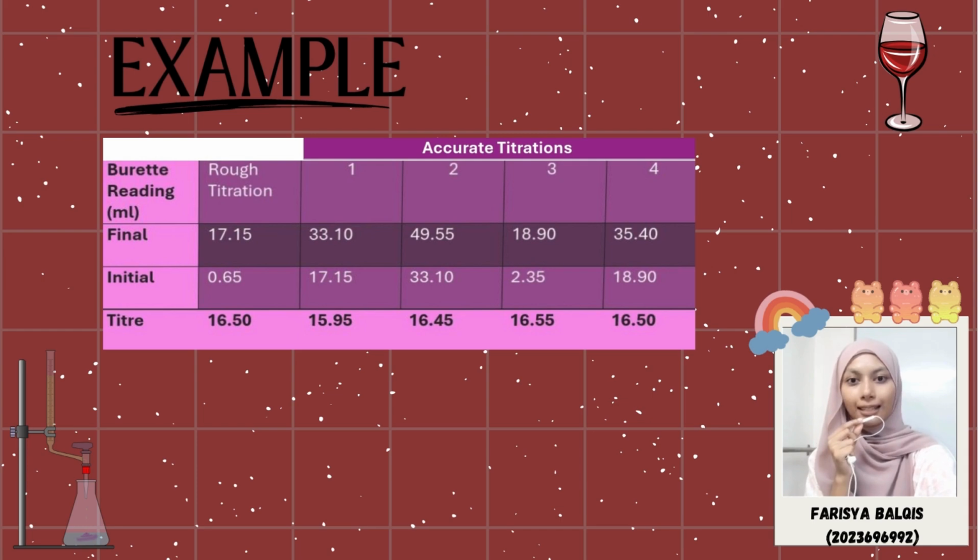From these values, we can see that the titres are consistent, especially between titrations 2, 3 and 4. This showed good precision, and we would take the average of the closest concordant titres, typically within 0.10 ml of each other, to calculate the final result. This example highlights the importance of repeating titration until consistent results are obtained, ensuring accuracy in the experiment.